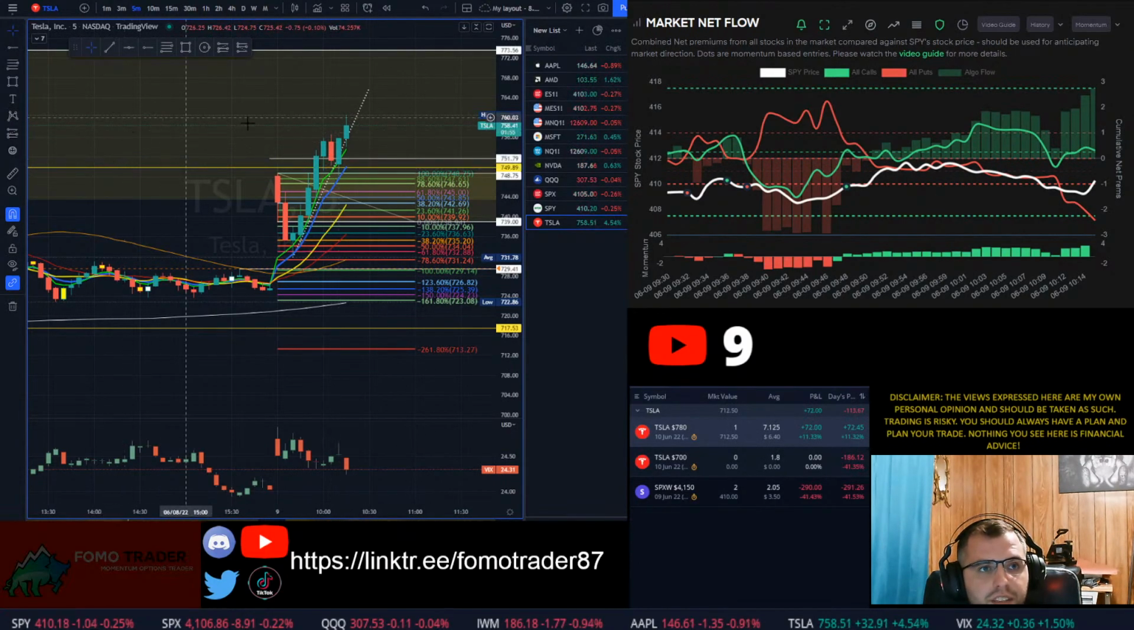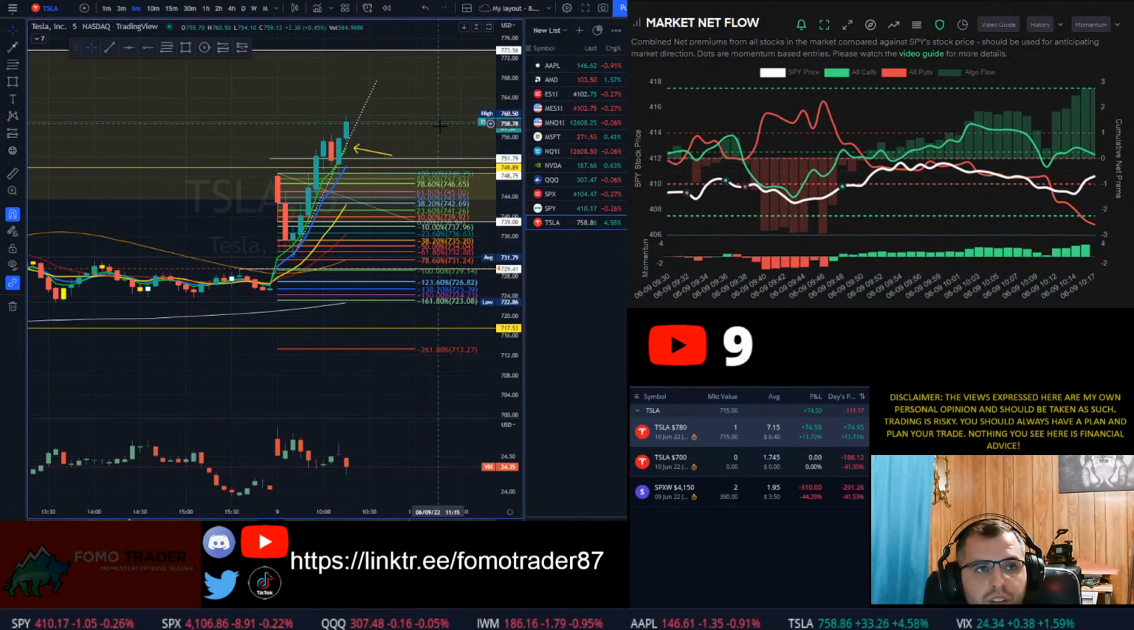I have conviction to stay in this Tesla trade as long as the price action or the candle stays above the 5 and the 8 EMA here, and this trend line continues to try and hold. I'll be staying in this trade, and I would like to see a gap closure all the way up to the close of the gap.